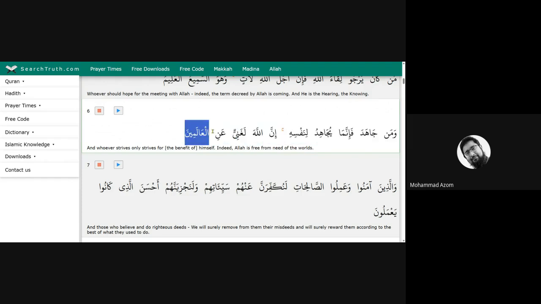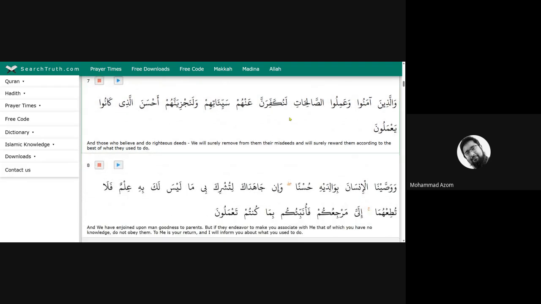And al alamina, plural of, is this nasab or jar? It should be nasab, right? No, an is harf jar, so it should be jar. Exactly. It's harf jar, so it is jar here. Alamina is the jar. Very good, brother.